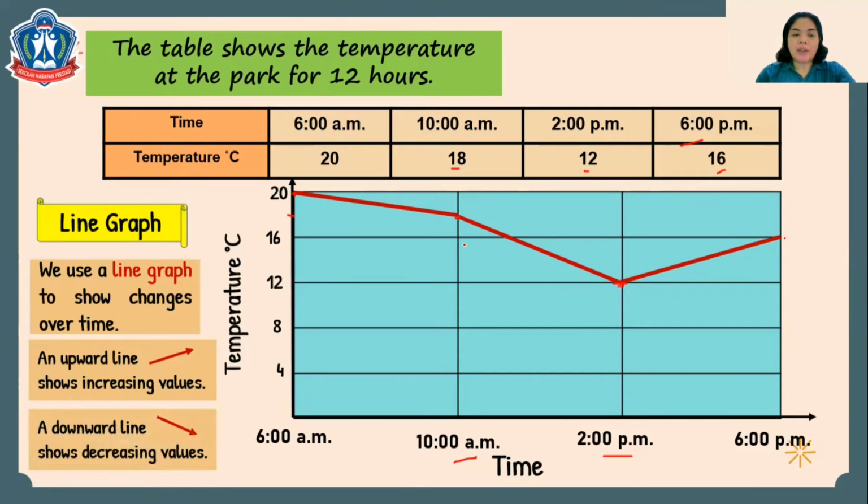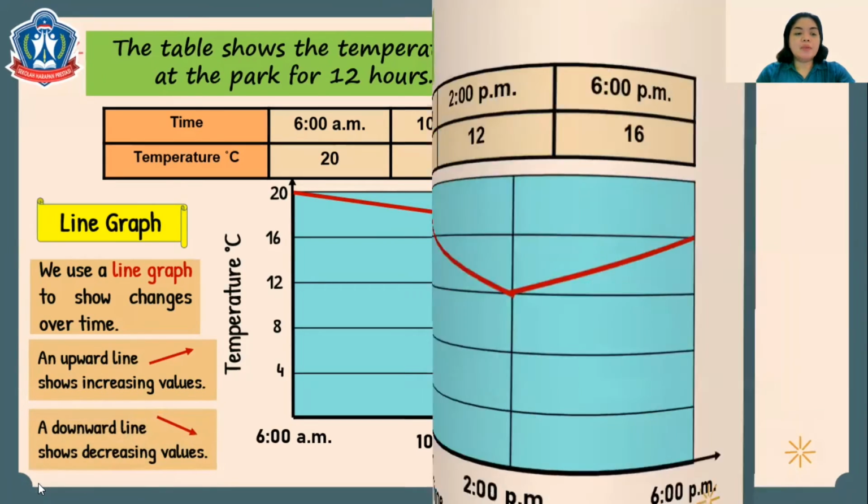How about a downward line? So a downward line shows decreasing values. So from 20 degrees Celsius, it goes down to 18 degrees. So our line goes down. The same as from 10 a.m. to 2 p.m., it goes down also. So this is how a line graph looks like. Okay, now let's move on.